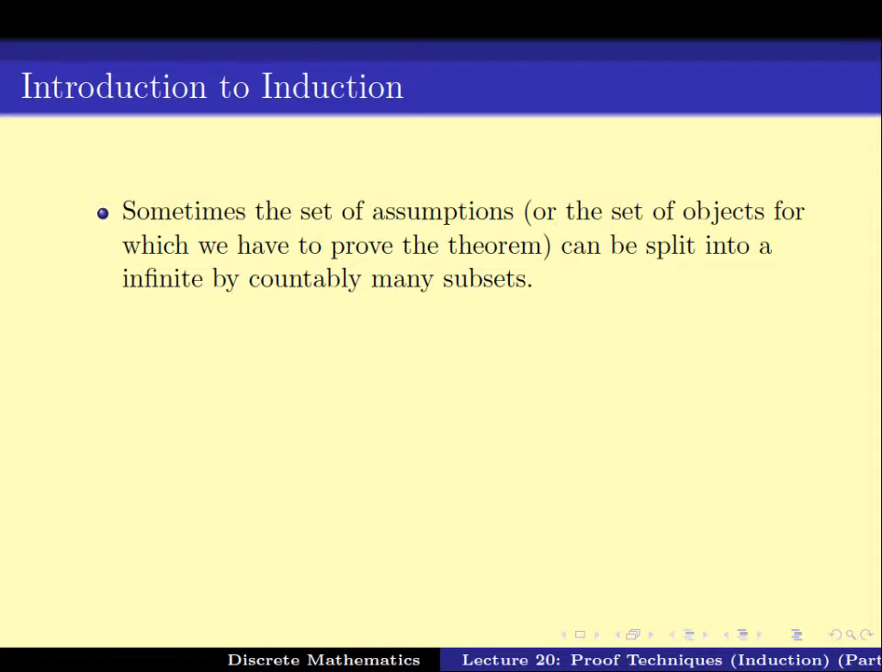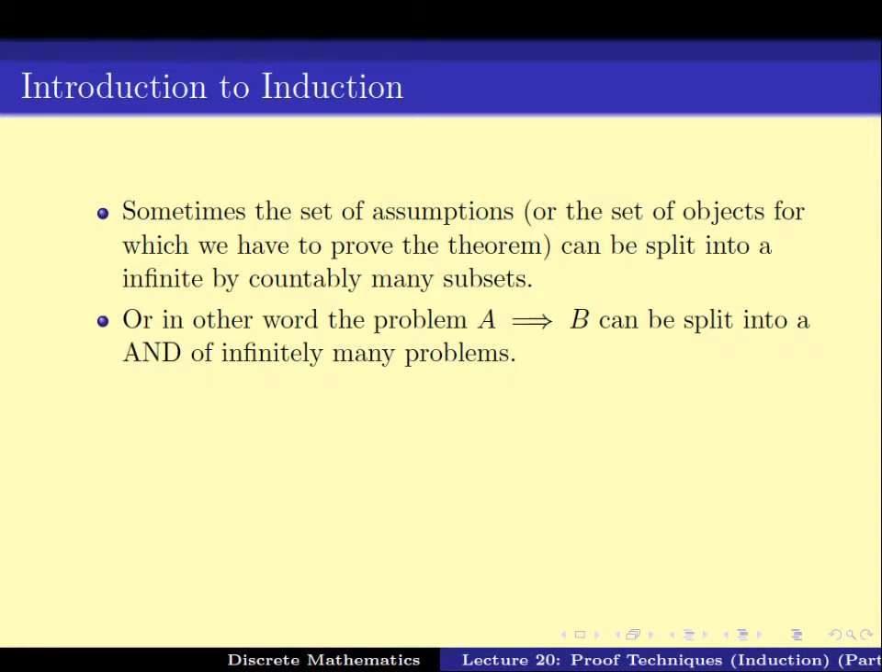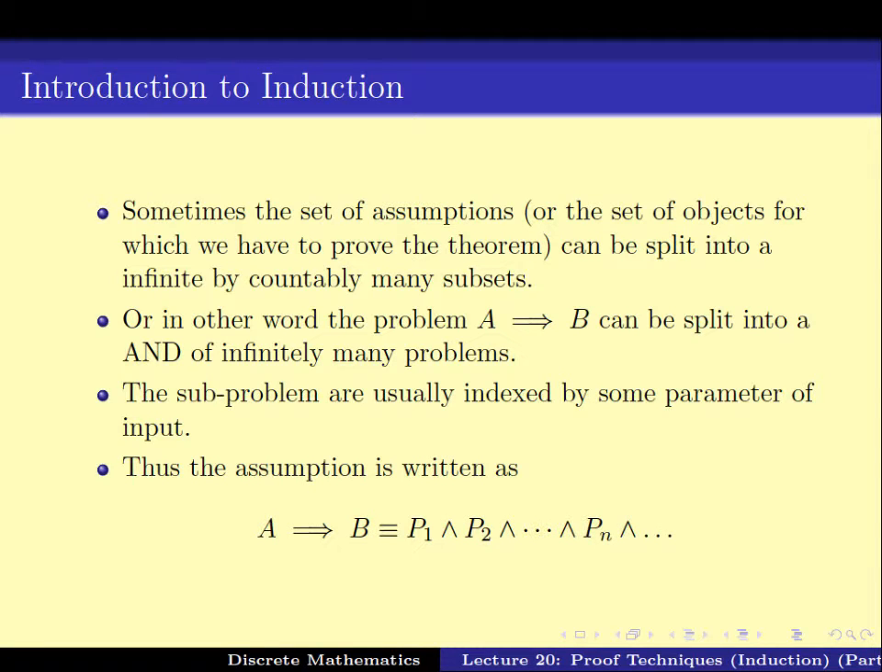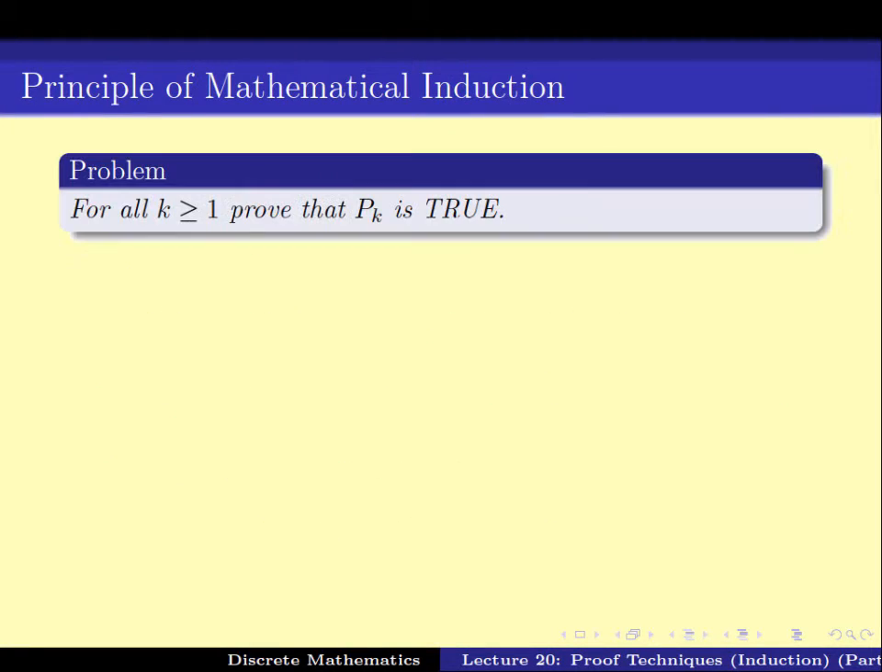So the idea is, of course, that if you have a problem, we can split up the assumptions into possibly an infinite number of subsets, and this will in turn split the problem into an AND of infinitely many problems. Now usually the sub-problems get indexed by some parameter of the input, and thus the problem A implies B looks like P1 and P2 and so on till infinity. So the problem becomes something of this form: for all k, prove Pk is true.